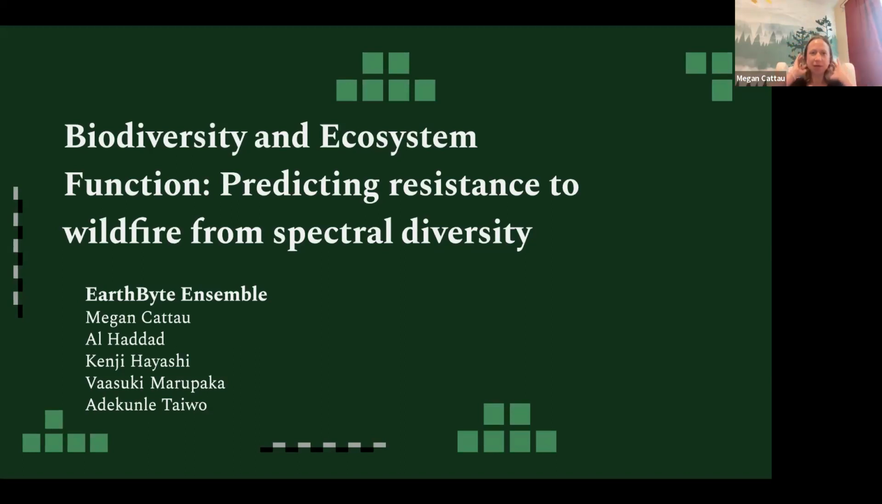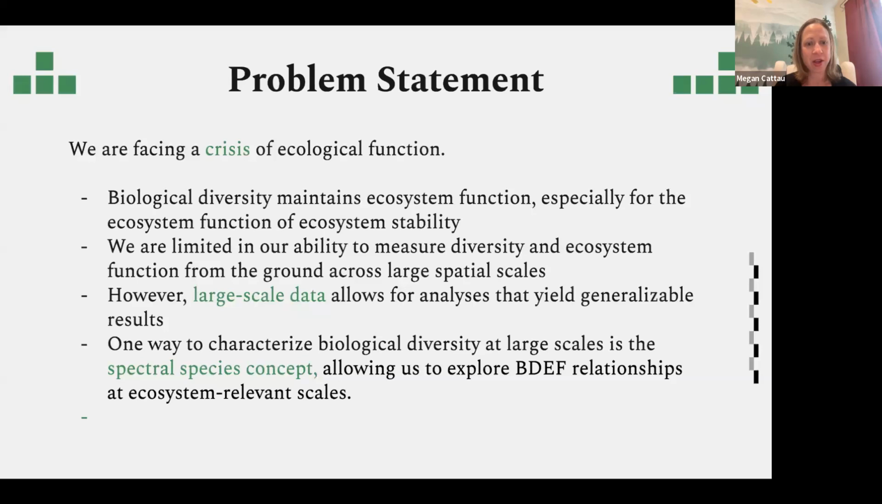Okay, thank you. So today we're going to be talking about biodiversity and ecosystem function, predicting resistance to wildfire from spectral diversity. Next slide, please. With changing land use and land cover, as well as changing disturbance, we're facing a crisis of ecological function. And not to overestimate the importance of this issue, but ecological function underpins all life on Earth, human and otherwise.